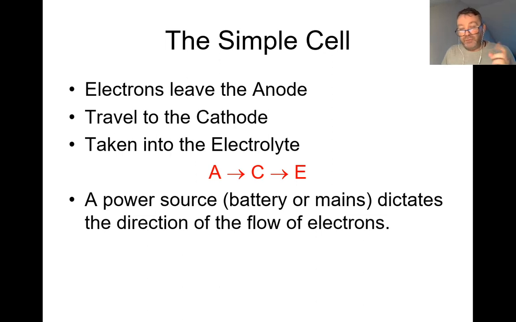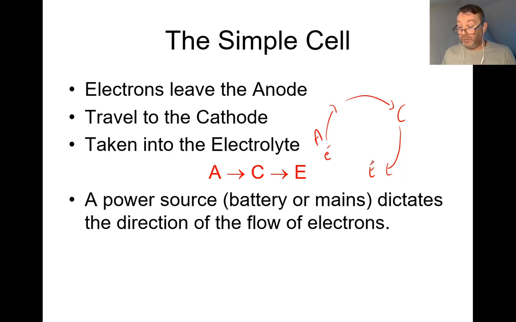And as I said to you before, the easy way to remember this, if you're wondering how am I ever going to remember it, is A, C, E. Think of alphabetical order: from the anode to the cathode to the electrolyte. So if you're talking about what way the electrons flow, electrons will always flow from the anode to the cathode and into the electrolyte.